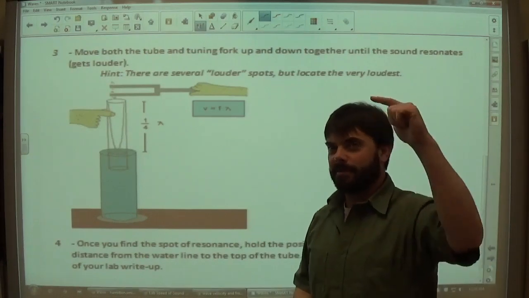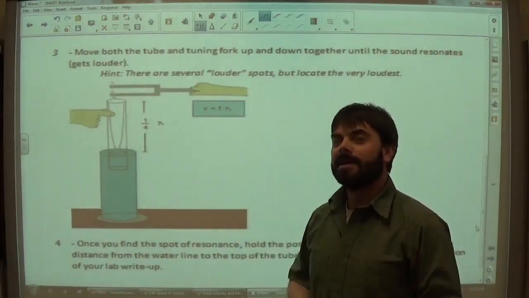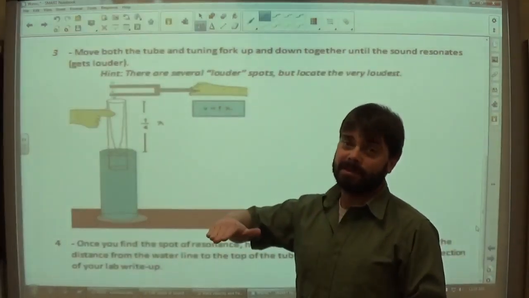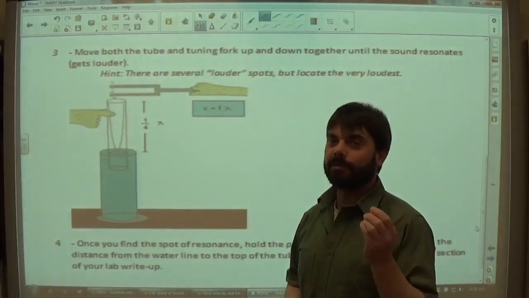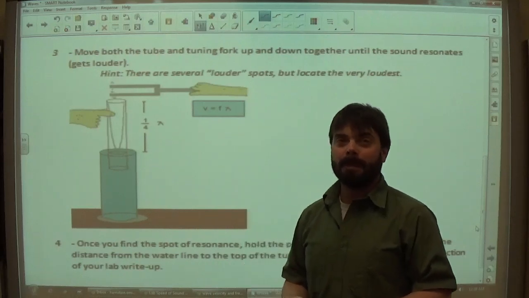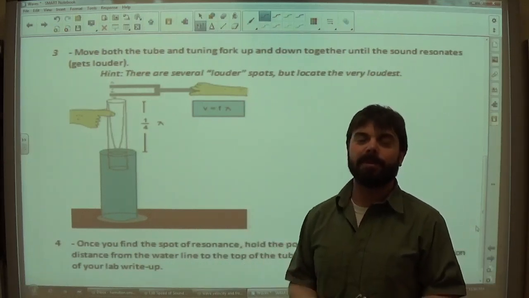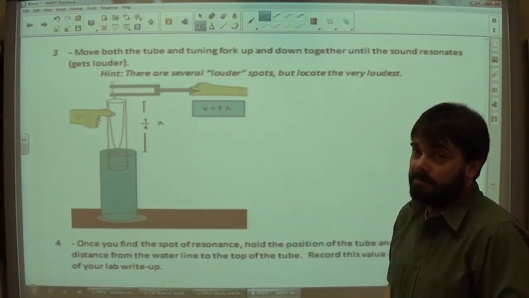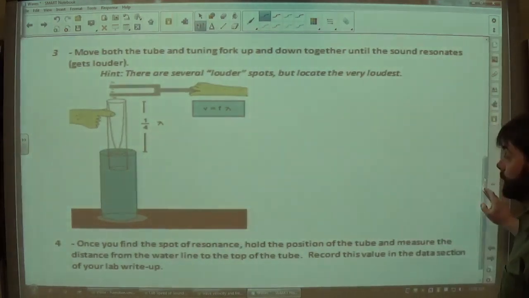You'll hear it as it moves up. You'll hear it in different spots. We always want to catch it at the first point of resonance so that you know you're only getting the first quarter of the wavelength. If we can determine that quarter of the wavelength, then we just simply multiply that by 4 to get the full wavelength, and then plug it into our velocity equation.